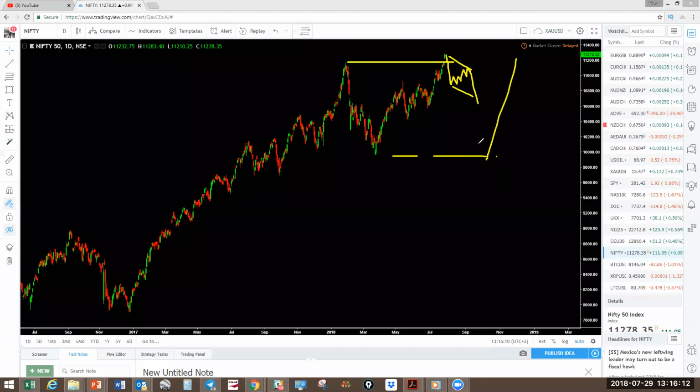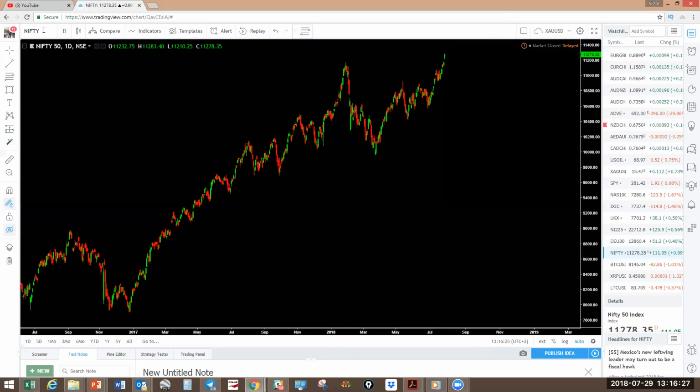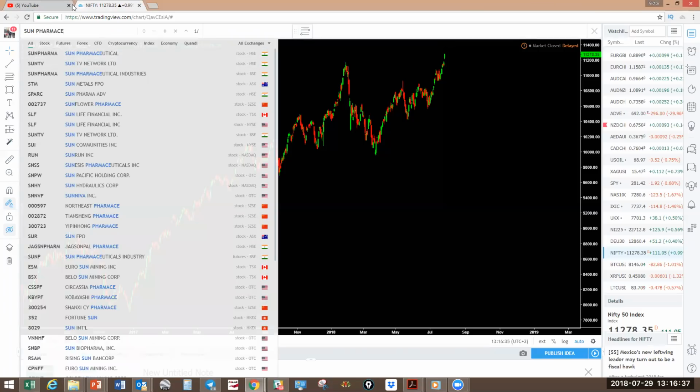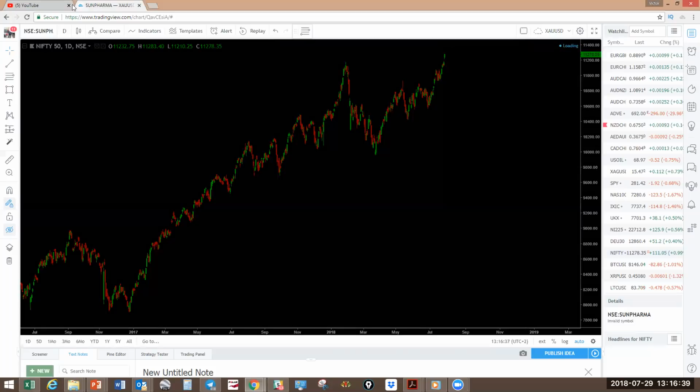This will be a clear flat correction to the upside. But otherwise, this can even just be a three-wave move here, correction before we push higher. So the Nifty is very clear. And if we just look at the Sun Pharmaceutical stock for my Indian colleagues, traders, Sun Pharma. I'm tracking this stock for one of my traders.